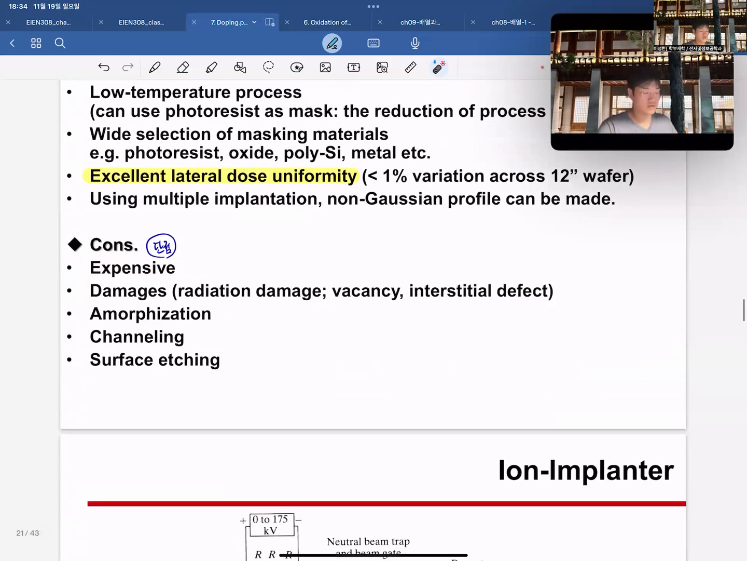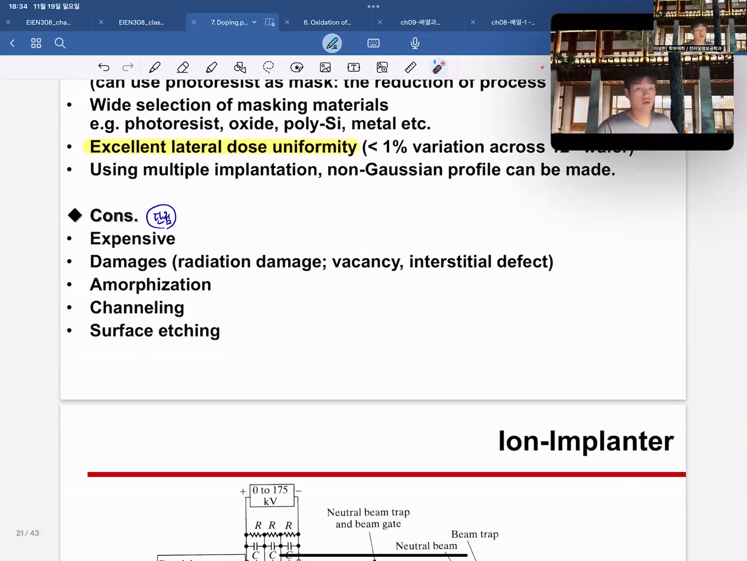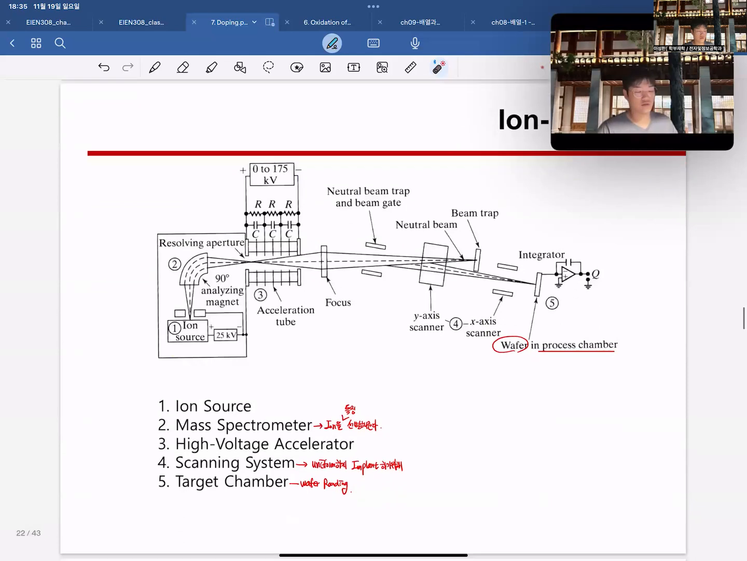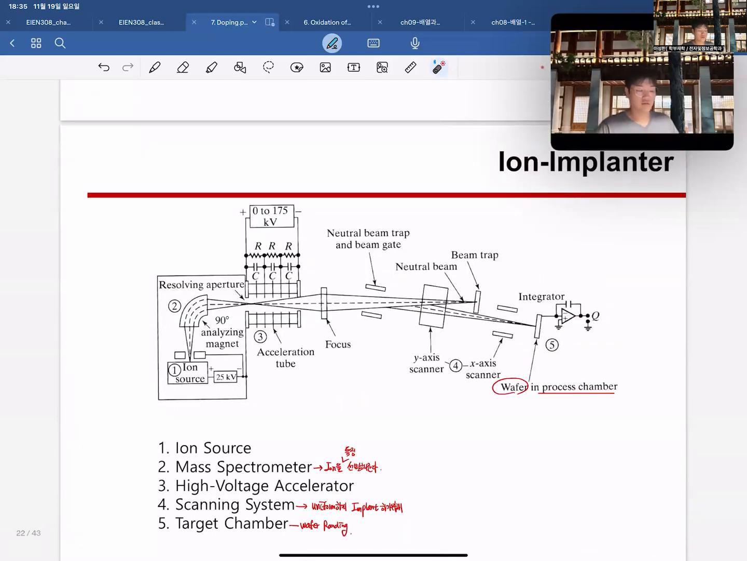Its mechanism is accelerating the ions directly into the surface of the semiconductor. So they crash and collide in here, and the lattice is damaged. And this damage makes amorphization, and other problems like channeling and surface etching occur.